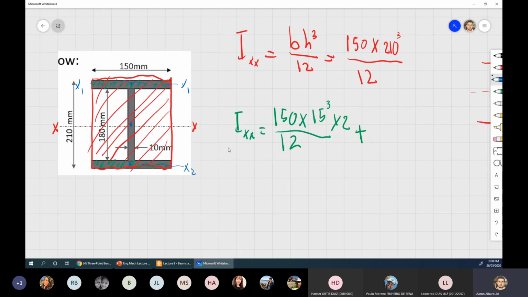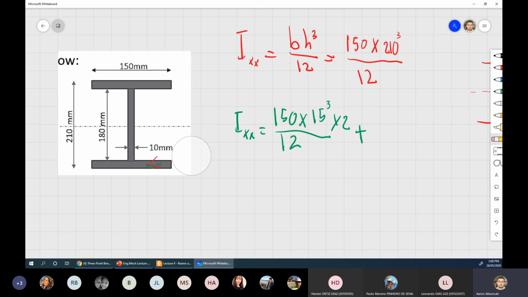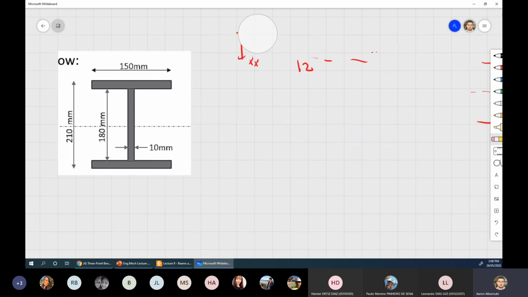So that's not Ixx. That's not the moment of inertia around this neutral axis. So let me go back to what Hannah suggested, part of the solution. And I think, was it Leo? Yeah, that was Leo. Leo suggested the second one, which is accurate enough, but let's divide it and simplify it, guys.